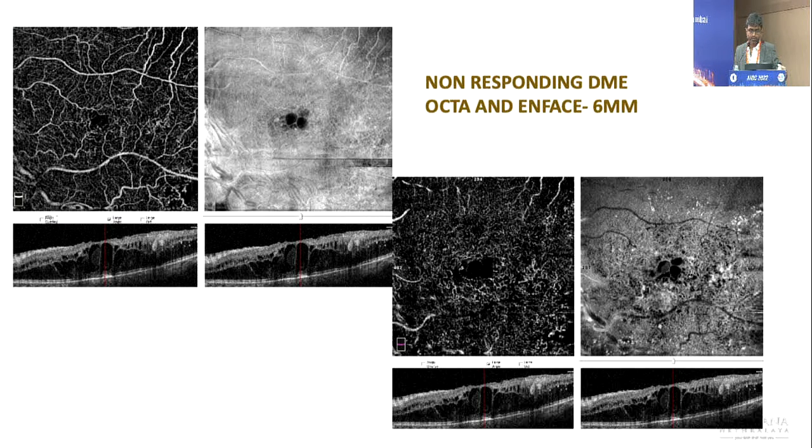So this is a case of non-responding DME. The 6 mm scan. The problem with 6 mm scans is the resolution really comes down. So it's really difficult to make out, but you can roughly make out what's really happening. There's too much vascular distortion here, non-perfusion areas, aneurysms. So this is a corresponding en face image.